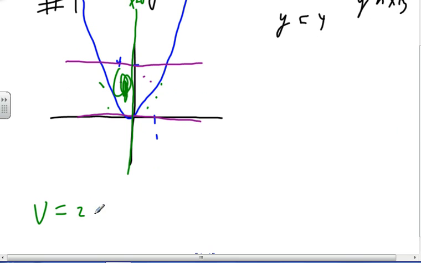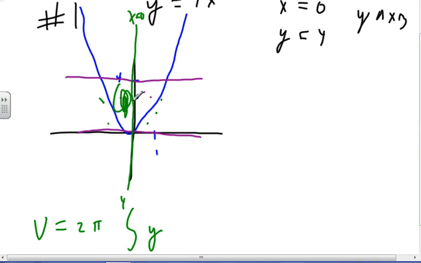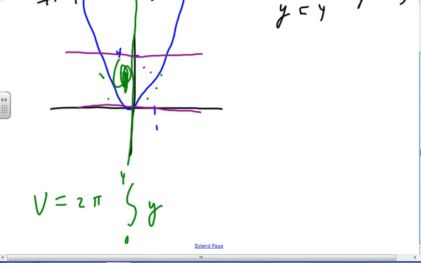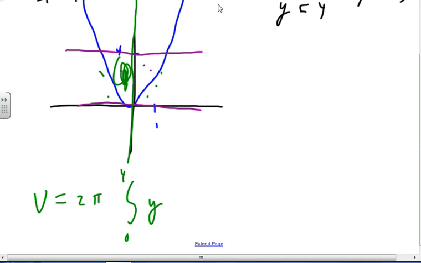Okay, so I'm going to go volume 2 pi, integral is going to go 0 to 4, y is my radius, 0 to 4, no, it's x. And I'm going 0 to 1. 0 to 1, x, 4x squared, dx.